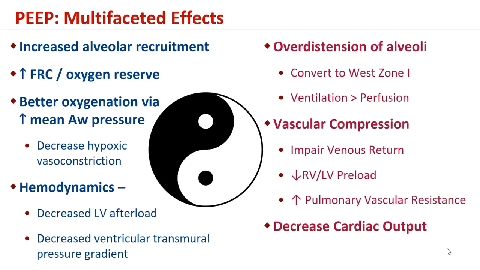So effectively, PEEP has a multifaceted effect. It has a good part and it's got a bad part. The good part is obviously that the role of PEEP is to increase the mean alveolar pressure, hence cause alveolar recruitment, increase the functional residual capacity, improve the oxygen reserve, and thereby reduce the hypoxic vasoconstriction which is there because of any disease process. By reducing this hypoxic vasoconstriction, it's going to reduce the left ventricular afterload, and it also decreases the ventricular transmural pressure gradient.